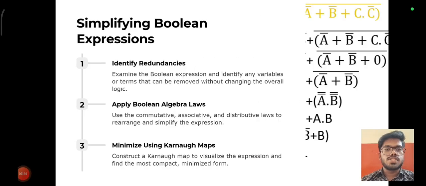Simplifying Boolean expressions. Identify redundancies. Examine the Boolean expression and identify any variables or terms that can be removed without changing the overall logic. Applying Boolean algebra laws. Use the commutative, associative, and distributive laws to rearrange and simplify the expression. Minimize using corner maps. Construct a corner map to visualize the expression and find the most compact minimized form.